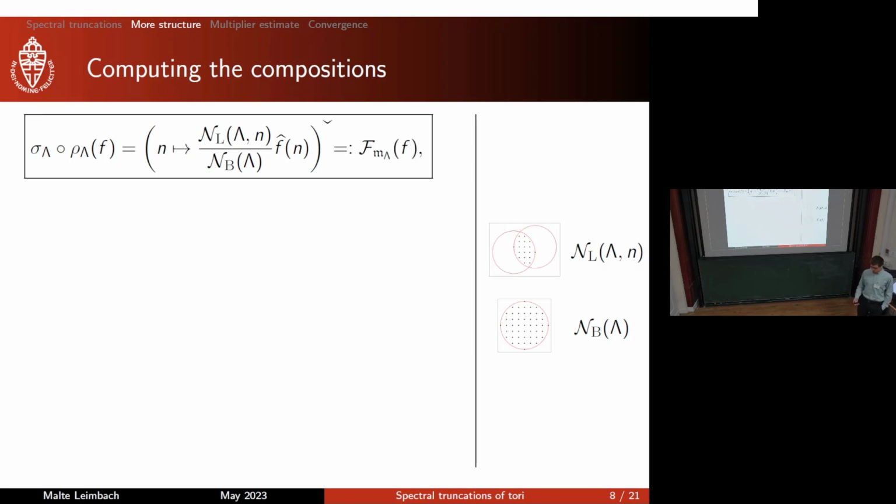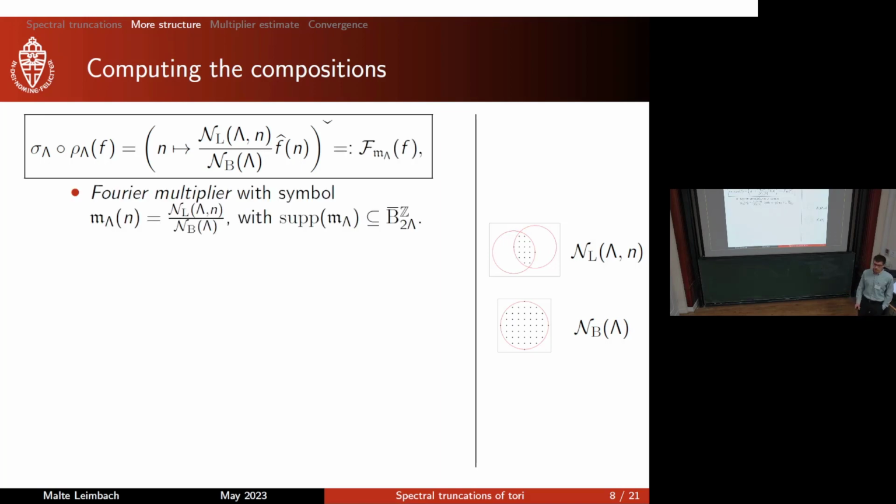Maps like that have a name. They're called Fourier multipliers. If you take the Fourier transform, multiply by a symbol, and inverse Fourier transform, that's a Fourier multiplier. And the symbol I'm going to call M. It's kind of straightforward. It's a small observation. This is compactly supported, of course, because if you shift out the second ball by something larger than 2 lambda, you'll just find an empty intersection, so no lattice points to count.